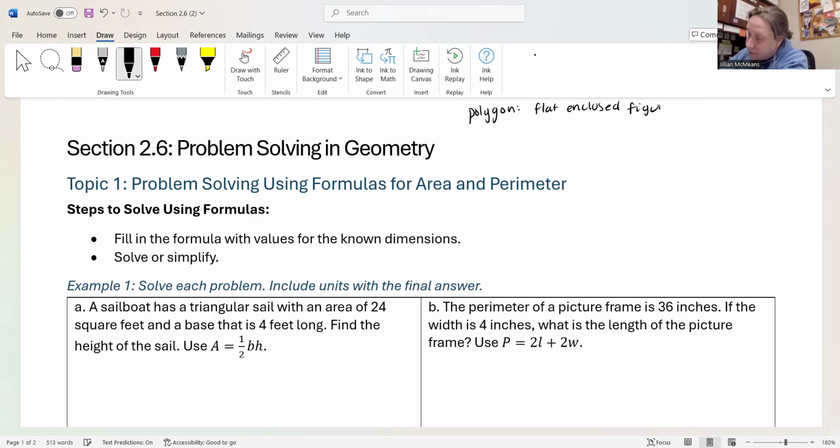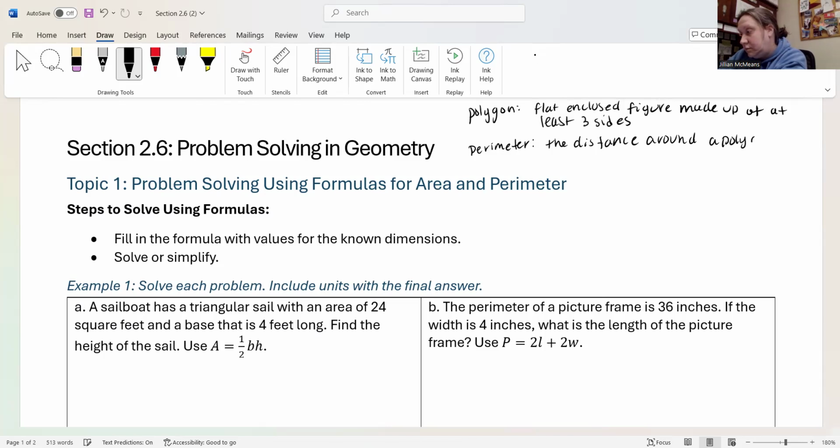figure made up of at least three sides. So think triangles, rectangles, squares, pentagons, hexagons, octagons, whatever. That's a polygon. Now, when we're talking about perimeter of a polygon, this is the distance around a polygon. And what you need to know about perimeter is measured in just linear units.